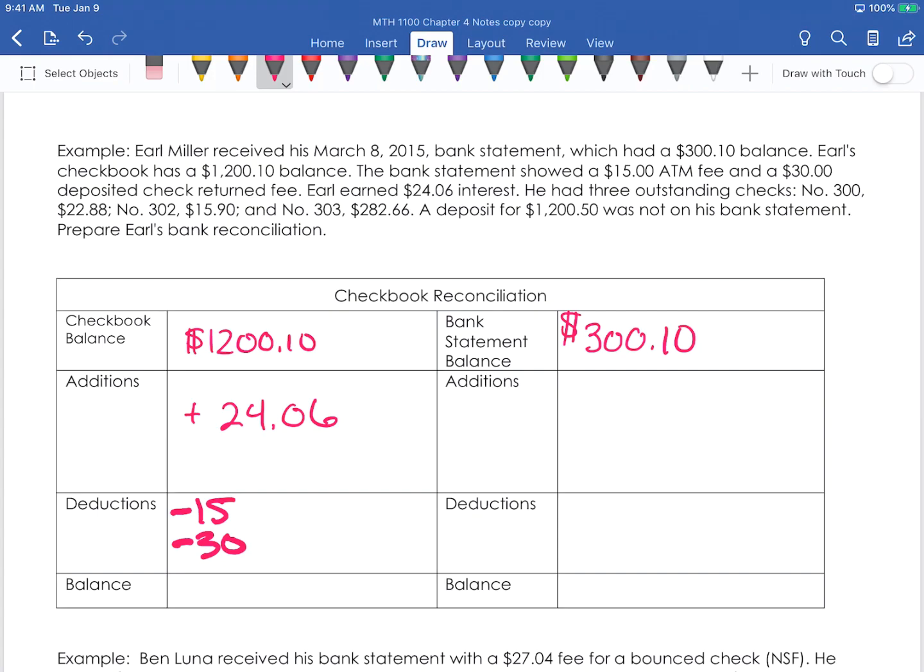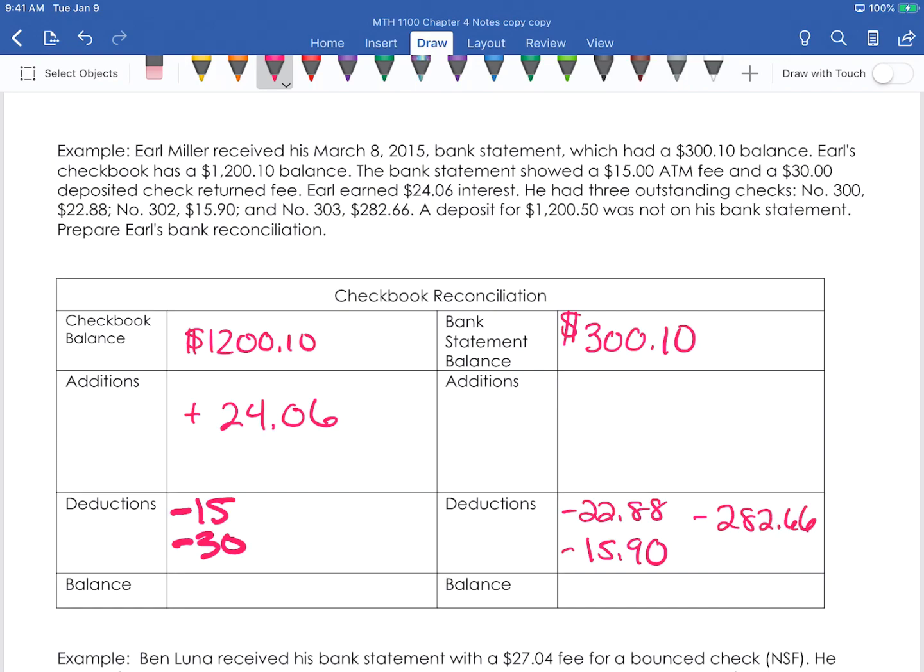So, and again, I want to emphasize, because it's really easy to do it, I've done it plenty of times myself, make sure you're writing down the dollar amount and not the check number. So we have a check for $22.88, we have a check for $15.90, and a check for $282.66.